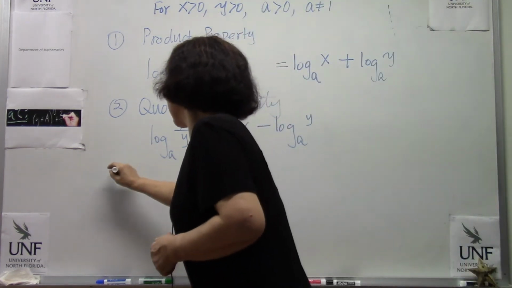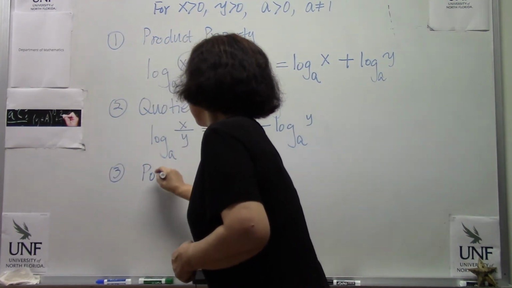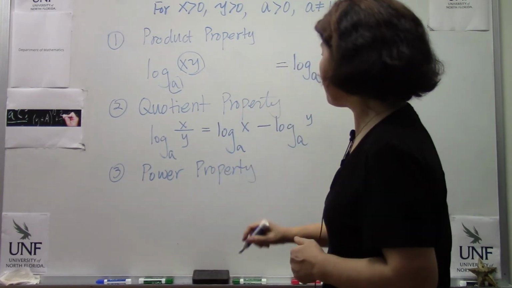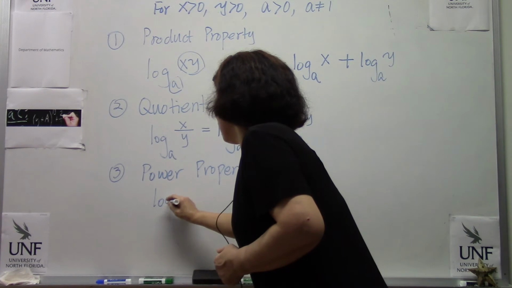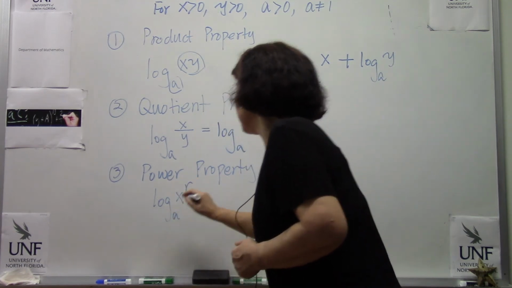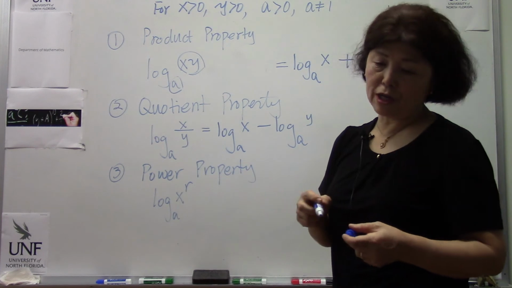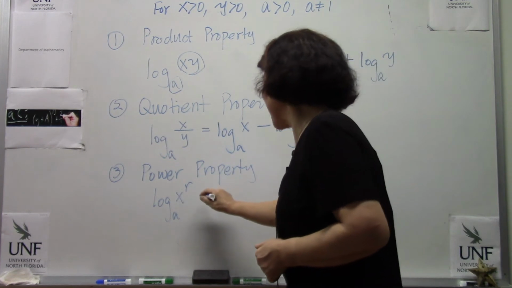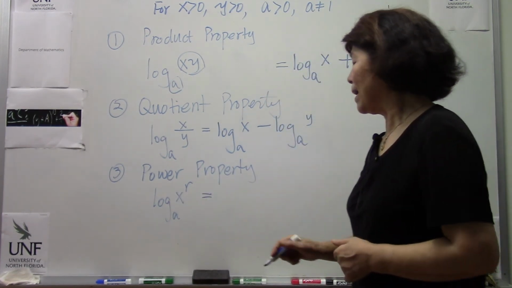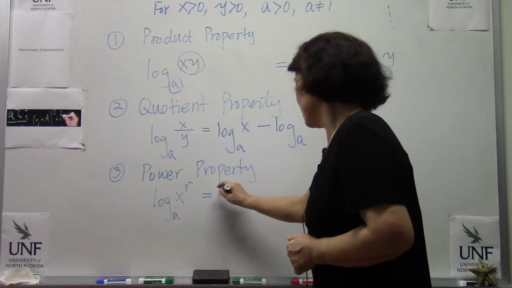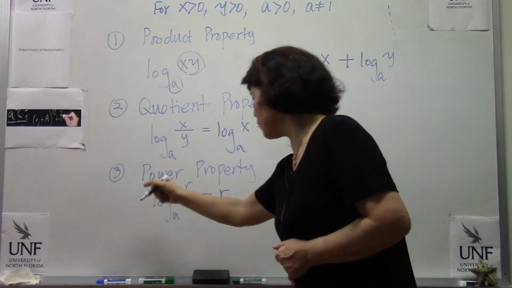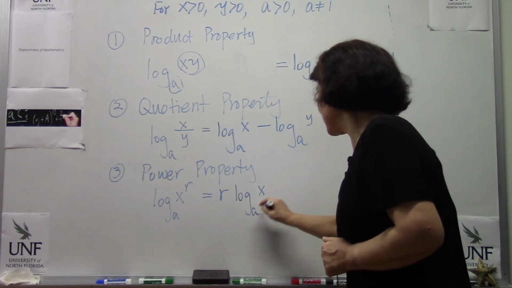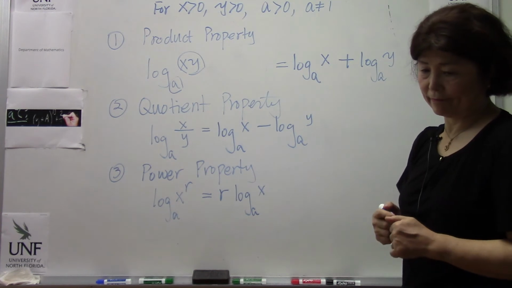The next one is a very interesting thing. We say this is the power property. That means you have log of x to the r power. This power r can be any real number. Okay? Any real number, positive or negative, doesn't matter. When you have this, what can you do about this power r? Well, we are going to push this to the front. So make it r times log x to base a. Okay?